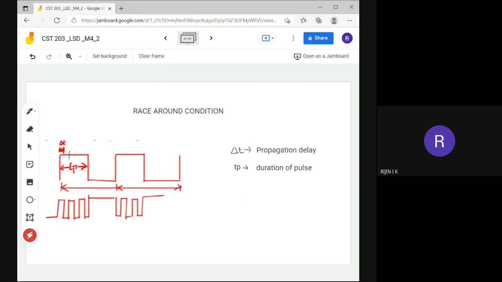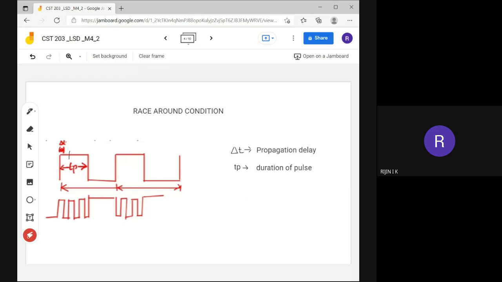That means if the clock is too long, then the state of the flip-flop, then what will happen?